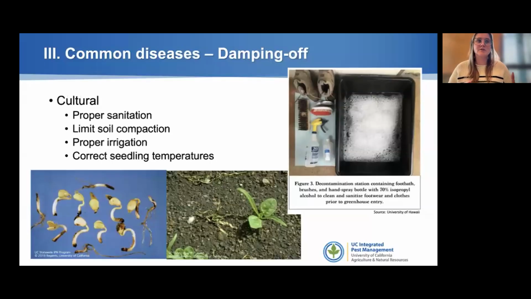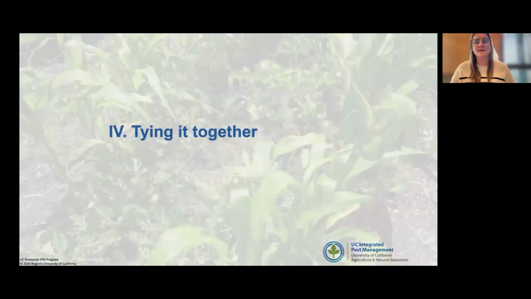And then lastly, having the correct temperatures. So hardening off seedlings before moving them outside, or making sure that they're not exposed to drastic temperature changes while they're at that little age is important at preventing damping off. So lastly, very briefly, I'm going to talk about tying it all together: how you can take all this information and make decisions in your home gardens.